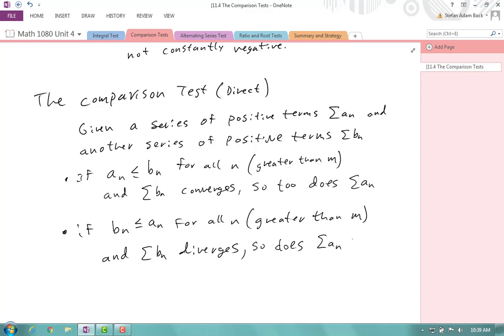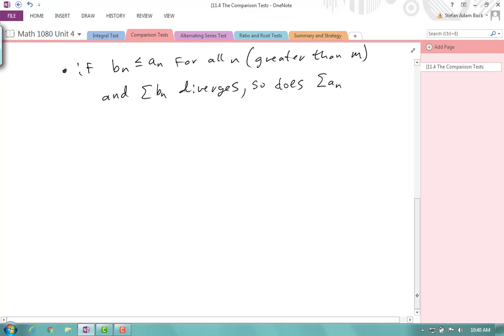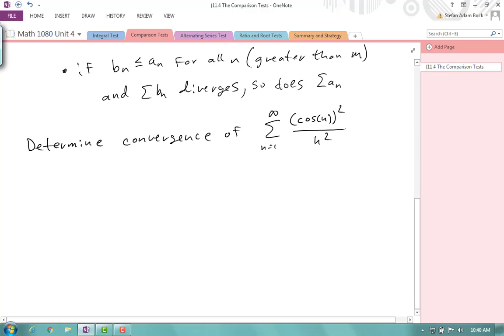And similarly, if b sub n is less than a sub n for every n, or at least eventually, then if the sum of b sub n diverges, then so does the sum of a sub n, because those terms are all larger than something which ends up diverging. So for our series up there, I couldn't use the only test I had so far, which was the integral test, but I do know something about part of my series.